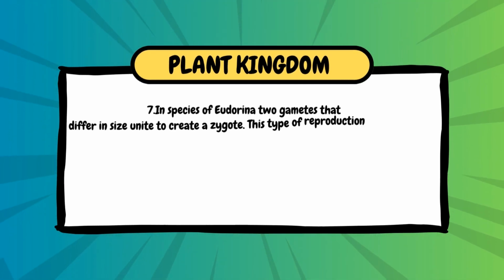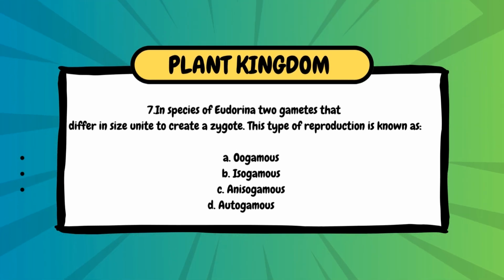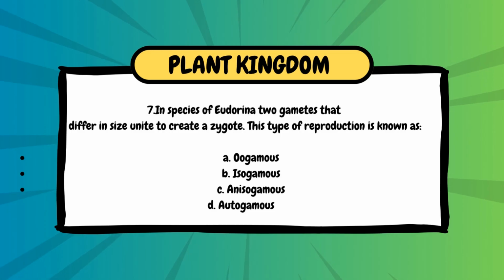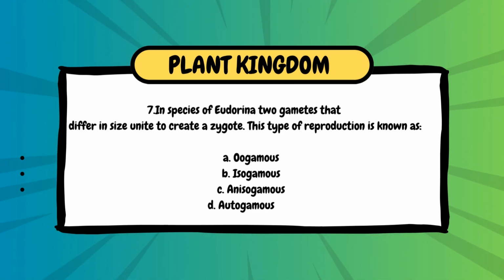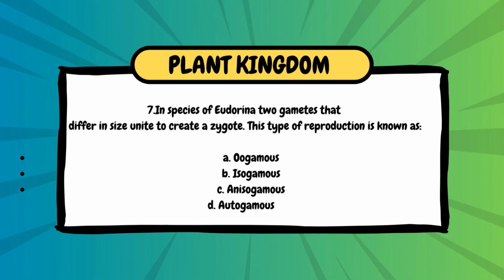7. In species of Eudorina, two gametes that differ in size unite to create a zygote. This type of reproduction is known as A. Oogamous. B. Isogamous. C. Anisogamous. D. Autogamous.